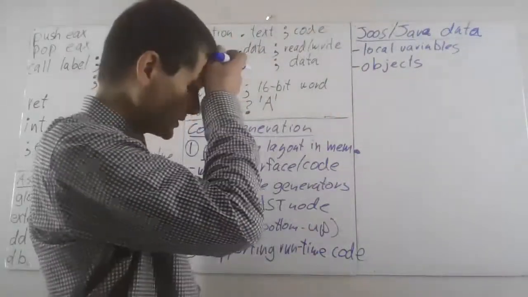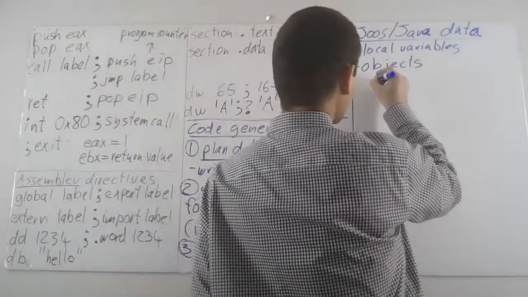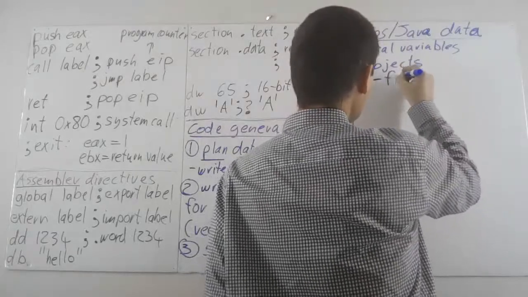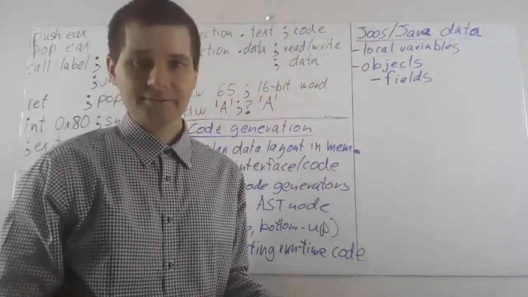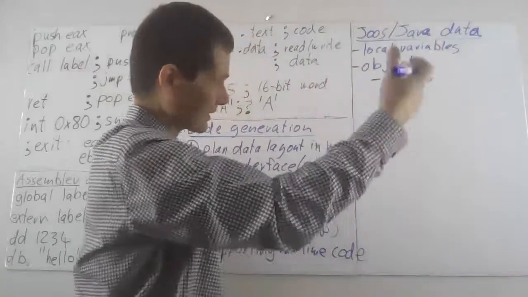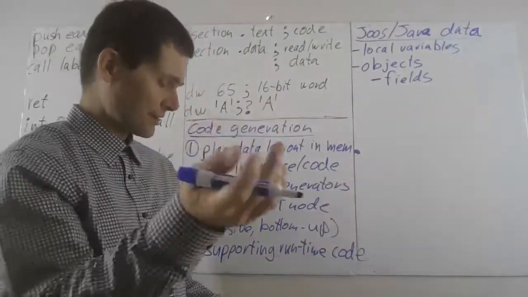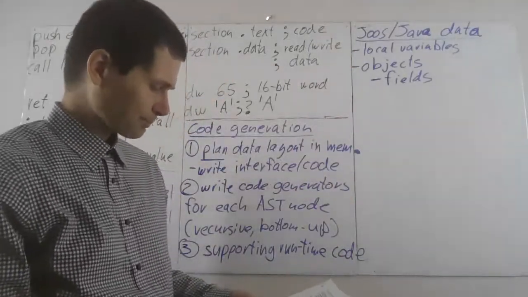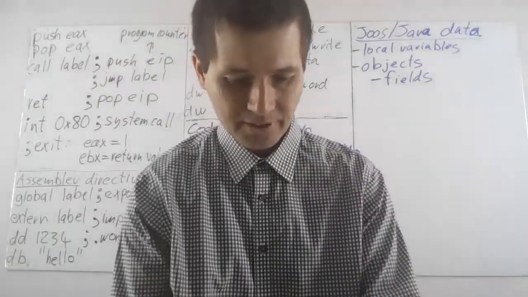All right, so what's in an object? Well, in an object, I have values of all the fields of that object, right? So the fields of an object are a little bit like local variables. They're areas of memory that hold values, right? And they're named just like local variables are named.